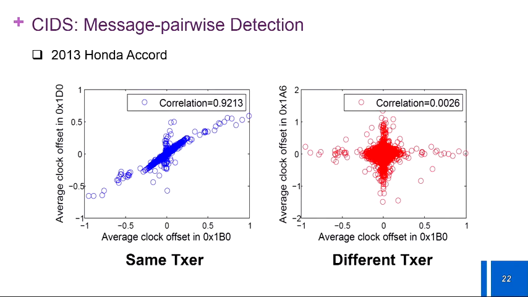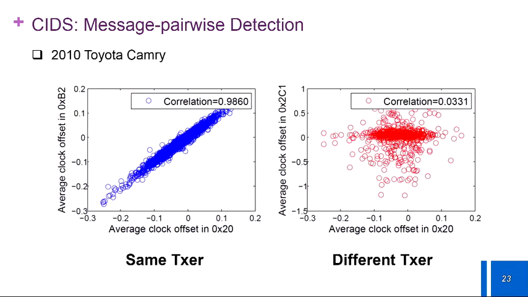So this is the result that we had when we read the CAN bus traffic from our car, a 2013 Honda Accord. You can see on the left-hand side, once it was verified that the messages were sent by the same transmitter, the clock offsets were also correlated. So we can use this, again, as a similar linear model to take as a reference and then detect intrusions as well. Also, if it was sent by a different transmitter, the correlation showed a value near 0. Similarly, when we used the data logged on a 2010 Toyota Camry, the result showed the same. If it was sent by the same transmitter, it showed correlation, whereas if not, the correlation was 0.